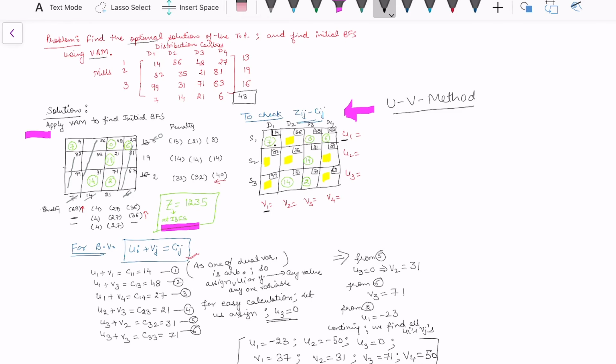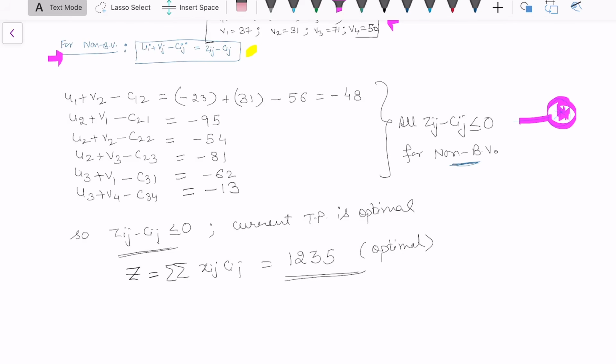Once we have applied the UV method, we know that for a basic variable ui plus vj is equal to Cij. So we calculate these ui vj values here. And we see that for non-basic variables ui plus vj minus Cij, which is Zij minus Cij, all the quantities turn out to be negative. So this means the current solution is optimal.